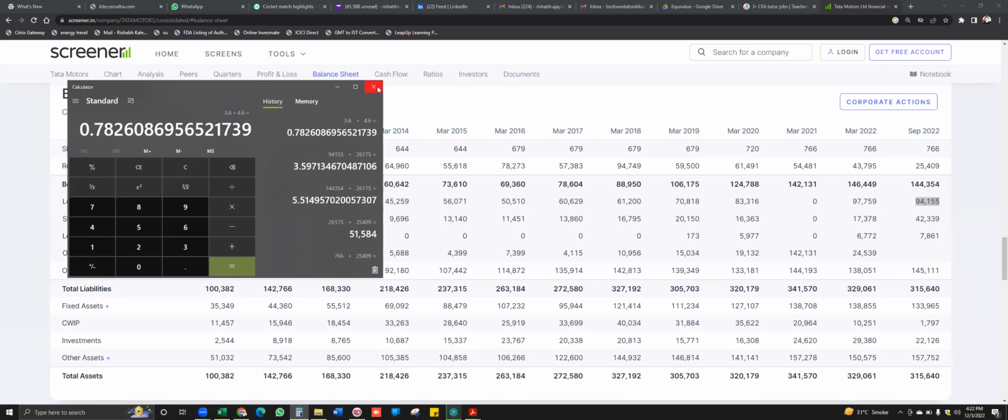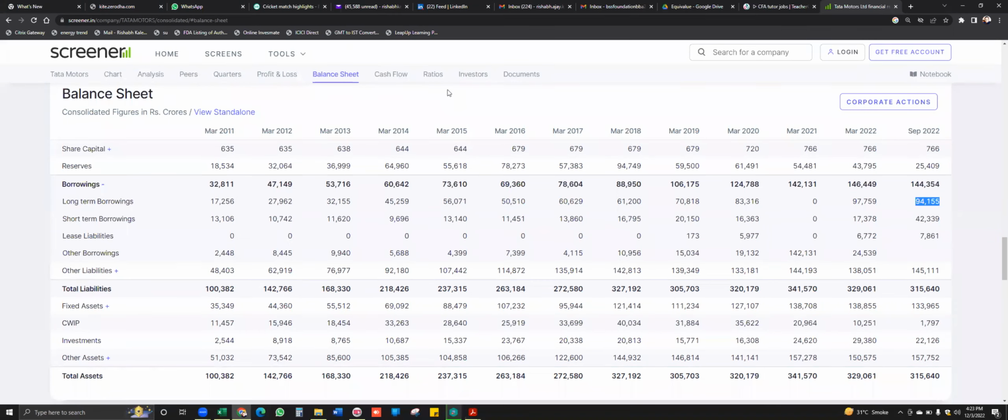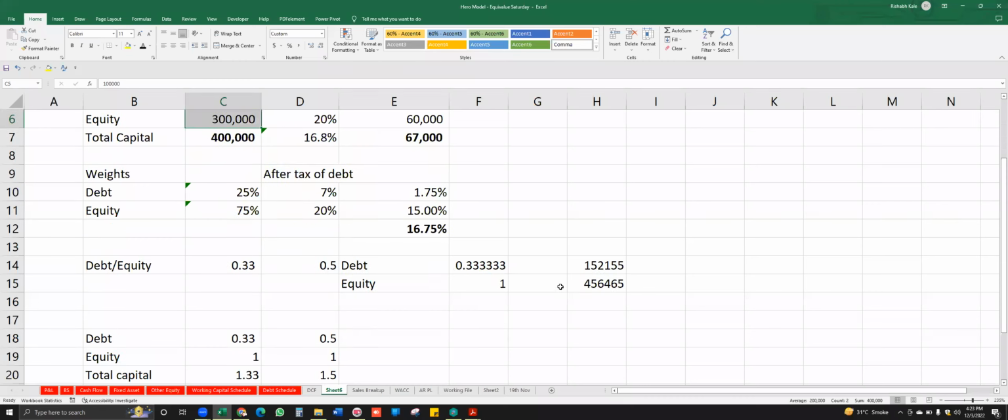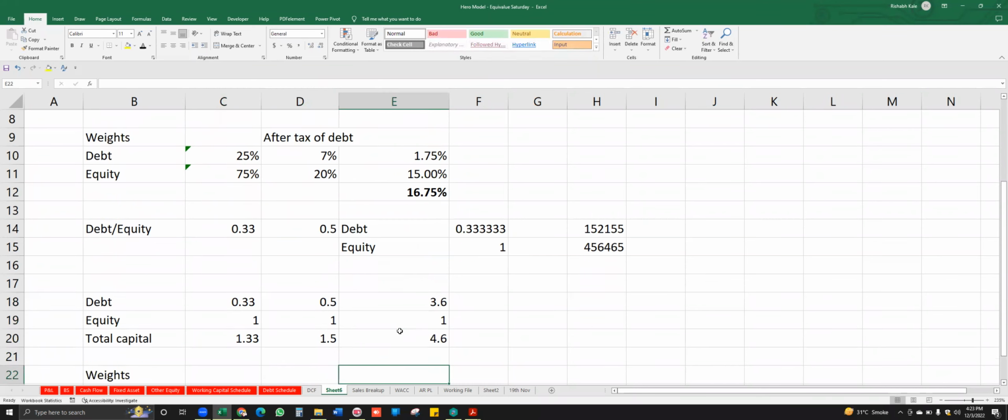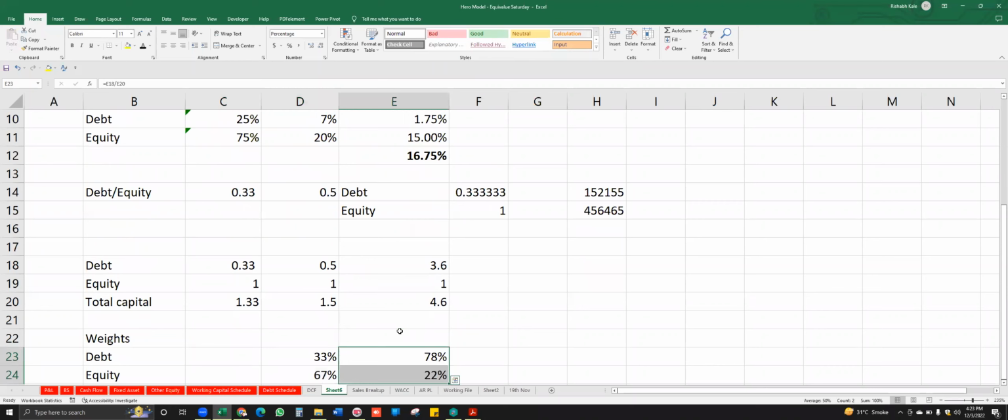Now if I give you the cost of debt and equity, can you find the WACC? If I give you the cost of equity and cost of debt, with what we assumed, debt 3.6 and equity 1, your total capital will be this, and your weights will be 78 and 22.